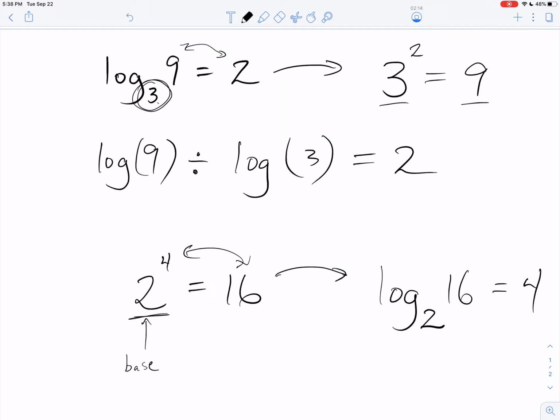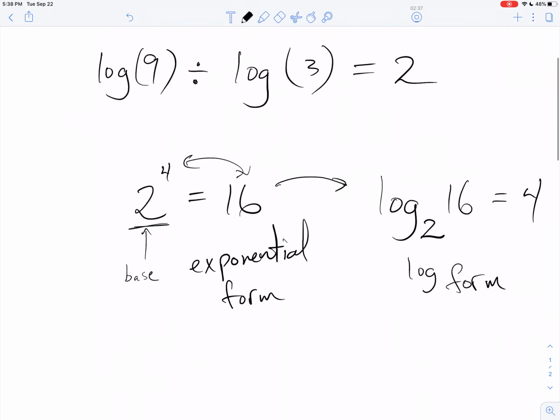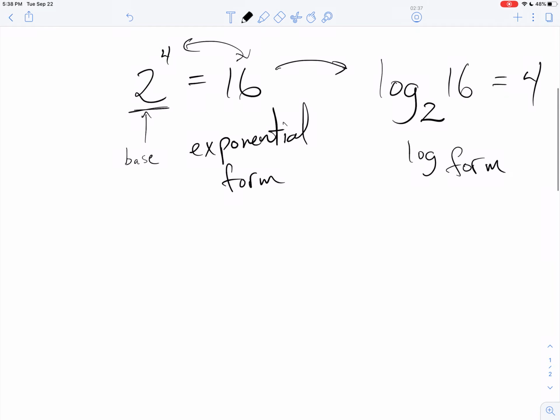This statement, 2 to the 4th equals 16, that's called exponential form. And over here, well, guess what? This is called logarithmic form. I'm just going to abbreviate because I'm running out of room. Log form. So the first thing that I want you guys to practice is just going from form to form.